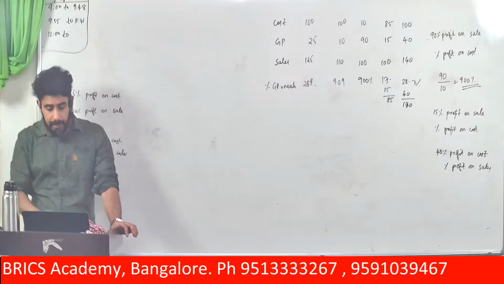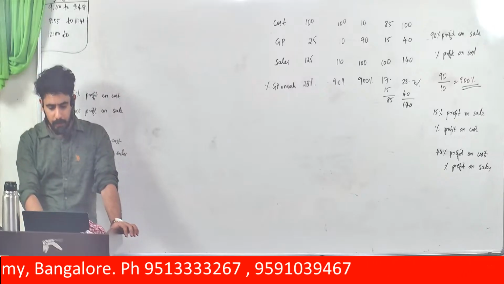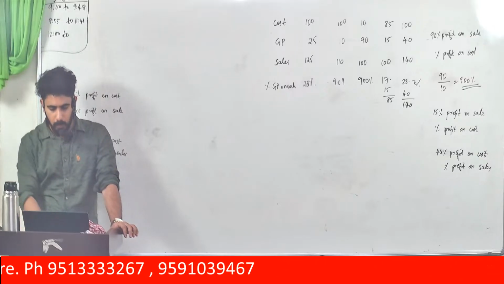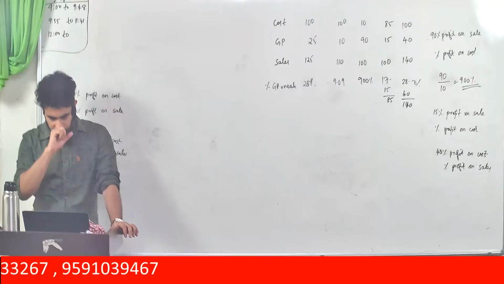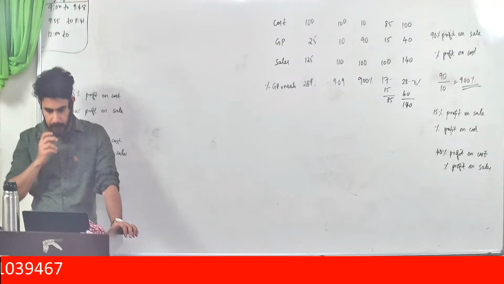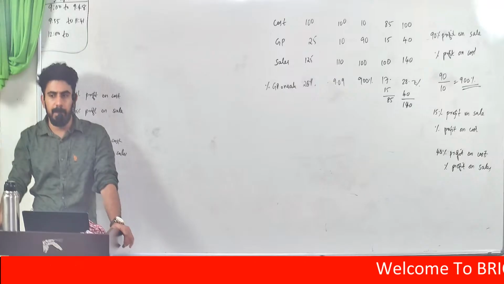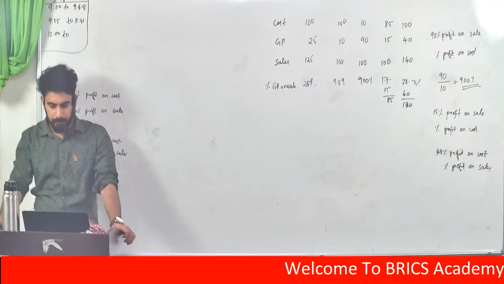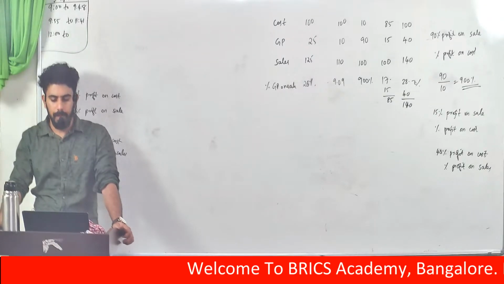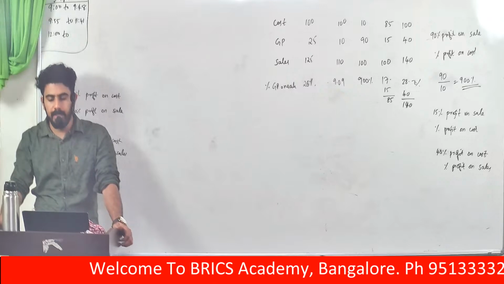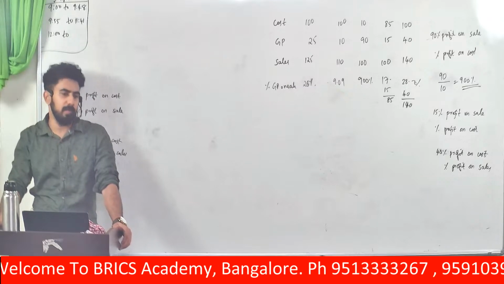Okay. Then next one, operating profit ratio. Operating profit ratio is equal to operating profit divided by sales into 100. What is operating profit?